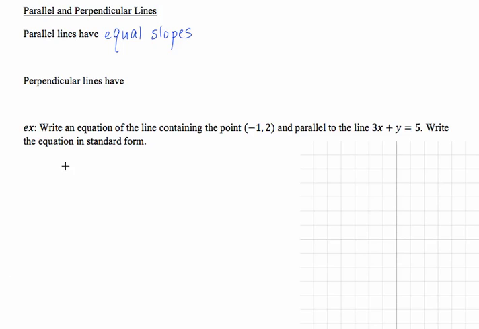First, let's do this example. Let's write the equation of a line containing the point (-1, 2) and that is parallel to the line 3x plus y equals 5. And we'll write the equation in standard form rather than in slope-intercept or point-slope form. So let's start with what we know. We know it goes through the point (-1, 2), and it's parallel to this line. We're going to have to use the fact that it's parallel to this line to tell us something. If it's parallel to that line, that tells us that the two lines have equal slopes. So we need the slope of this line.